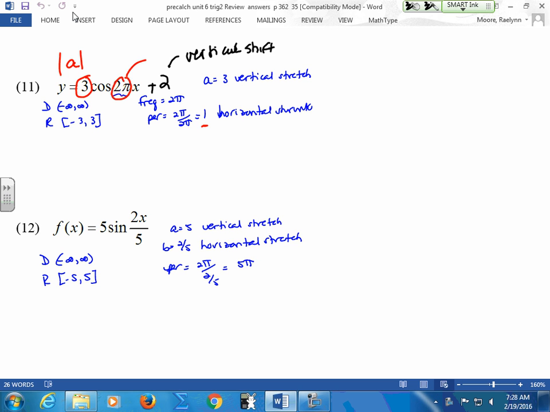And then if you have a reflection, we don't do too many. We don't have too many in there, right? Just a horizontal stretch or shrink, vertical stretch or shrink, a vertical shift, and a reflection. So not too many.